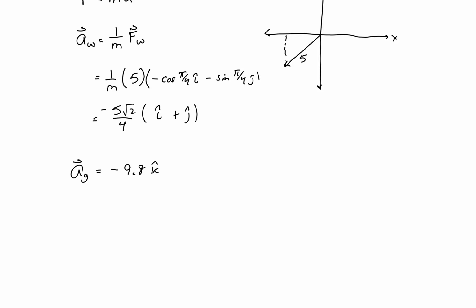And this is usually where it gets a little tricky, because everybody's so used to using just the x and y axis, it's easy to think that the vertical direction should be j, but in this case it's k.